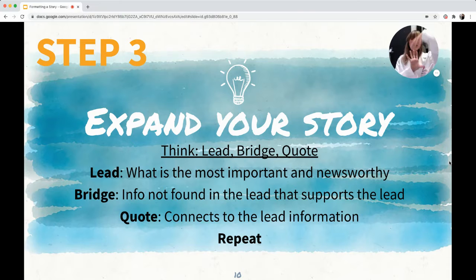Then we're going to expand our story. We're going to get into the body of our story, and we're going to go lead, bridge, quote, lead, bridge, quote, lead, bridge, quote, all in separate paragraphs, right? So we're going to do our most important information, our newsworthy part, then the part that's not as important that supports our lead, then our quote, then we're going to move on to the next part of our story, the next information we want to tell, then our bridge that's going to talk about the lead that supports it, and then our quote, and we're going to lead, bridge, quote all the way through the body of our story till we get to the end.